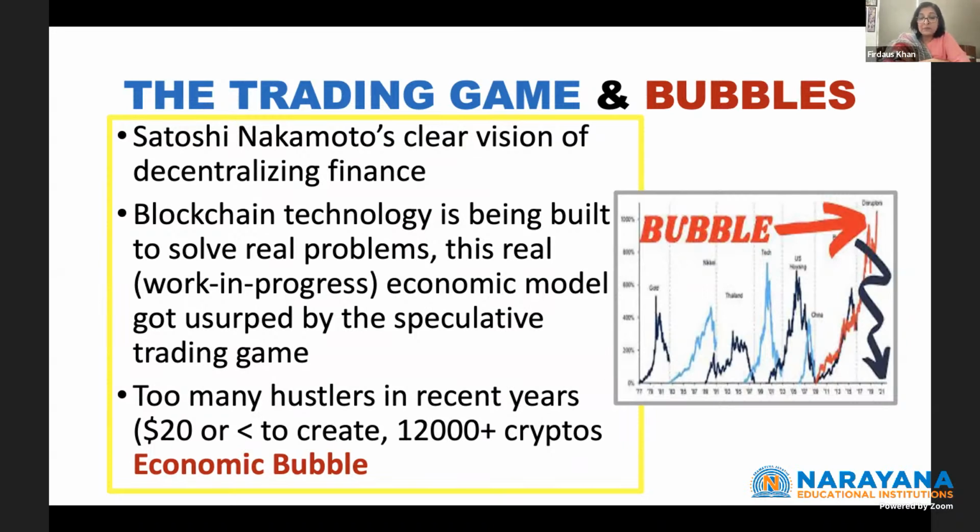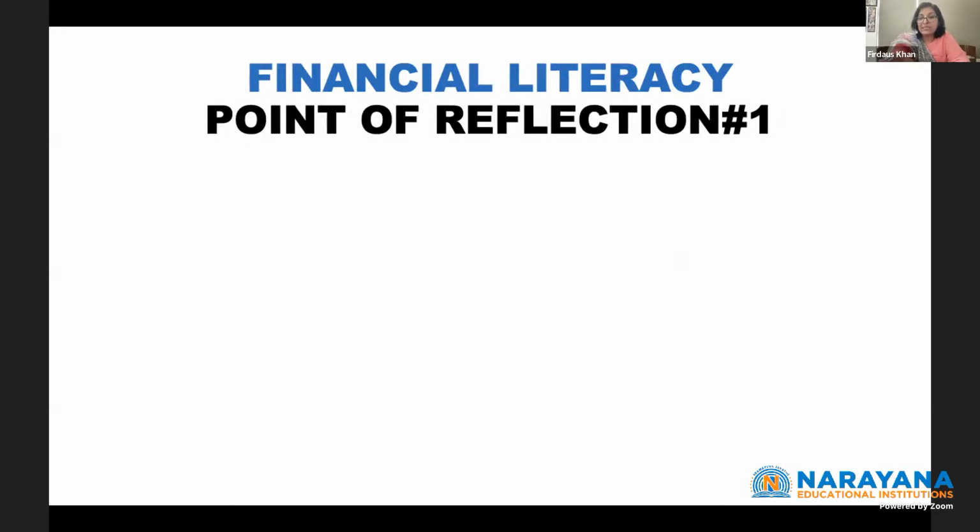12,000 cryptocurrencies, easy to create a cryptocurrency. Just pay a quarter, $20 or less, and he'll create a currency for you. And that is how too many people are getting attracted. No real economic activity is happening. No real change is happening. That was bound to fail. And that is what has happened.